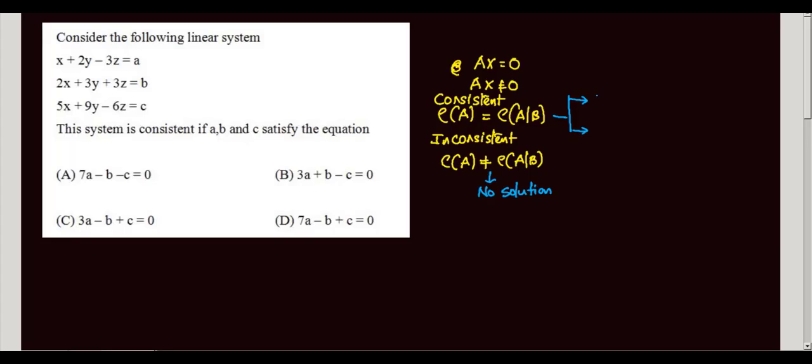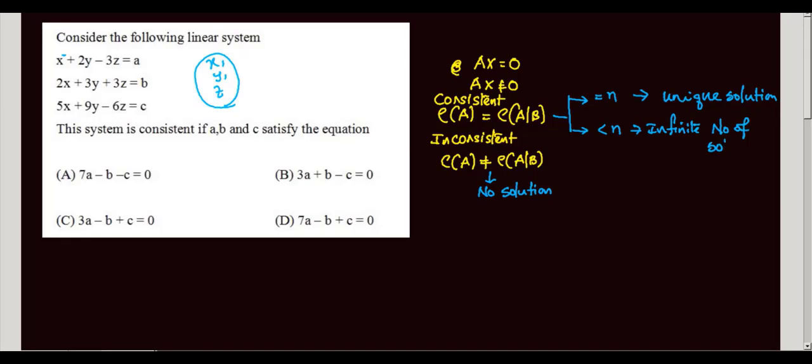If it is equal to the number of variables, how many variables are there? x is one variable, y is one variable, z is one variable, so three variables are there. Or it is less than n variables. If the rank of A equals the rank of the augmented matrix equals n, you have a unique solution. Otherwise, you have an infinite number of solutions.